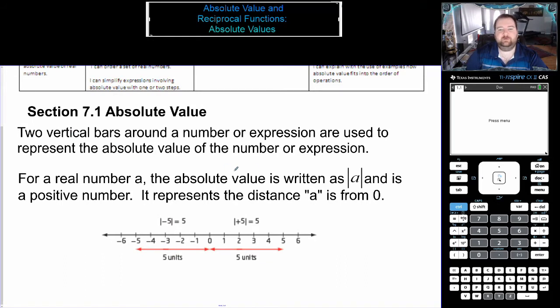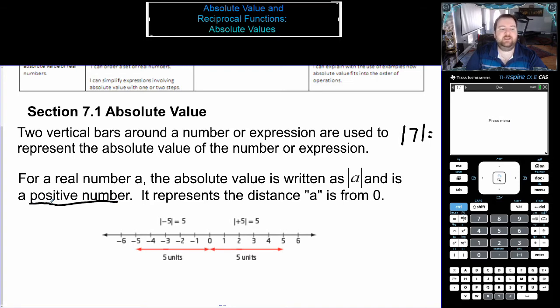Whenever you see two vertical bars around a number or an expression, that's an absolute value. So something like this is an absolute value equation, okay? And these vertical bars are used to represent the absolute value of whatever number or expression is inside of there. So for a real number, any number, we'll represent that with the variable a. The absolute value is written with the two vertical bars and then you put the a on the inside. So this reads the absolute value of a, and is always going to be a positive number.